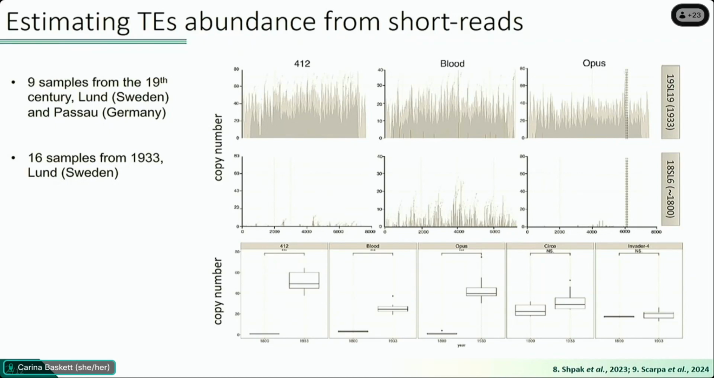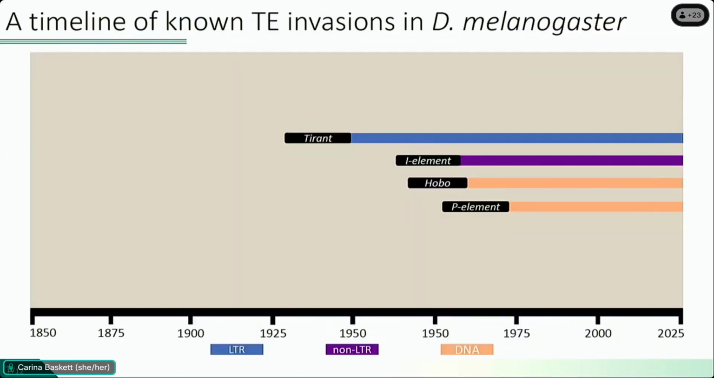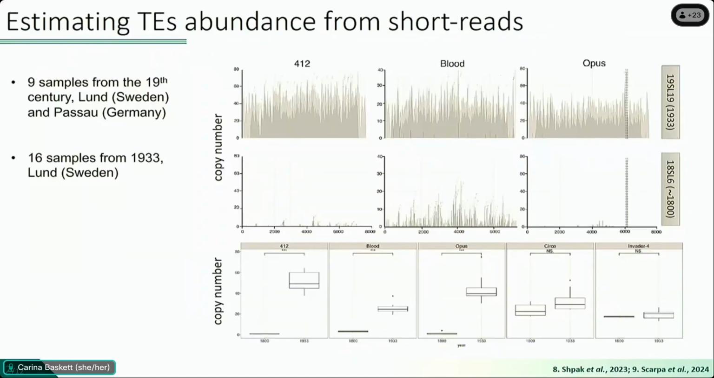So these are 412, blood, and opus. You see, still from a museum sample but collected in 1933, just to make sure there was no degradation that was specific for this TE for some reason due to the museum extraction procedure, you can see that all these 3 TEs are present. And if you check any sample collected after 1933, you will see these 3 TEs in relatively high copy number. As you can see, they are all above 10 per haploid genome. While if you check the samples collected in the 19th century, and this is just one example of multiple that we have, you will see that they are missing.